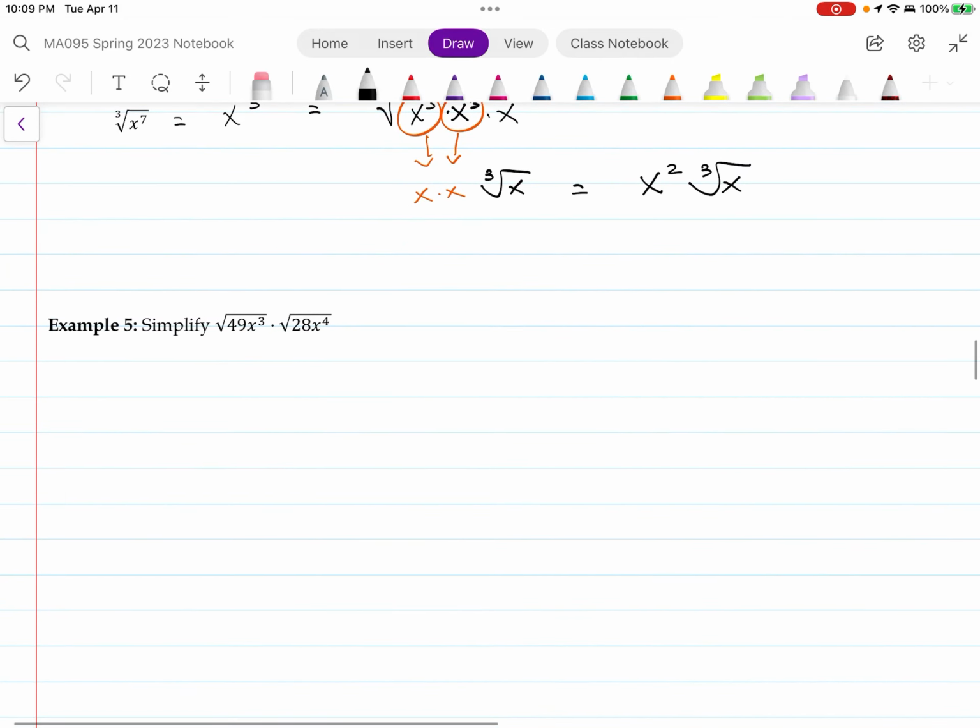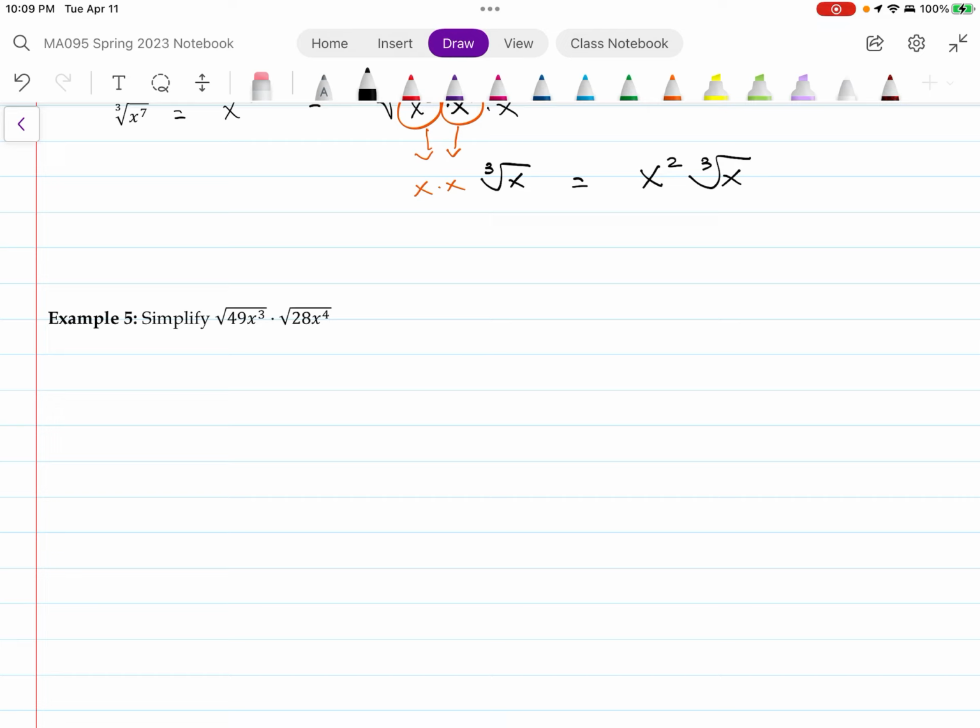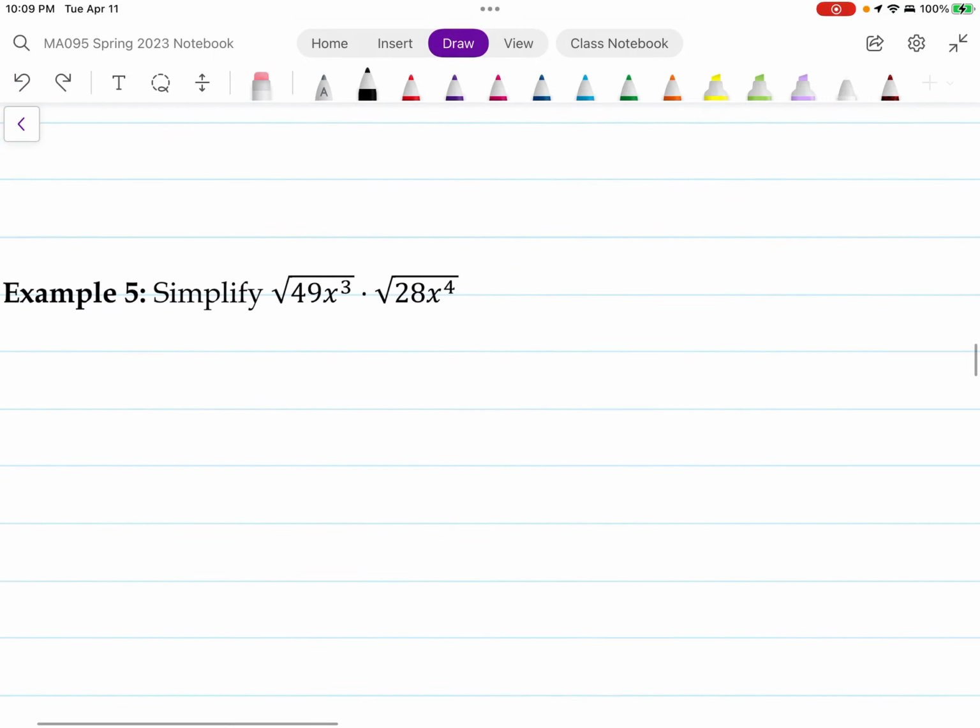All right, so let's try some problems with numbers and variables in them. So we get 49 times 28. I know 49 is a perfect square, and these are square roots, so you've got to be careful and pay attention to what you're doing there. So we've got 7 times 7 is 49. I'm going to leave that because I know it's a perfect square. And then 28 is 4 times 7. And those are all underneath together.